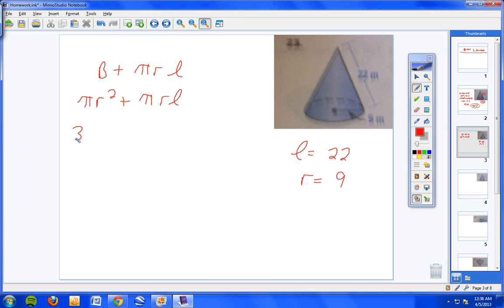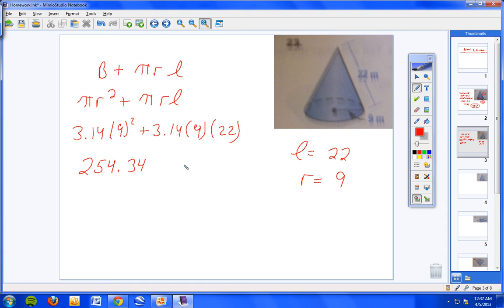So for pi, I'm going to put 3.14. And for the radius, I will put a 9, squared. And then for pi, 3.14, the radius would be 9. And the slant height would be 22. Okay, let's go ahead and multiply 3.14 times 9 squared. If you do that correctly, students, you should get 254.34. Okay, and now let's multiply these three numbers together and see what we get out.